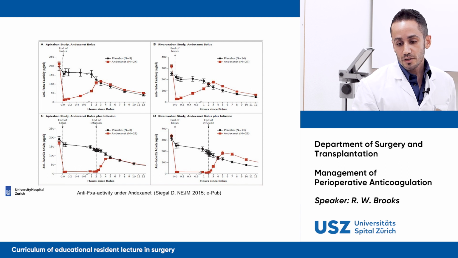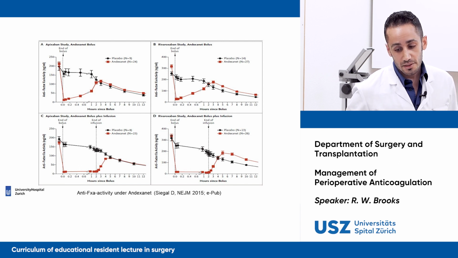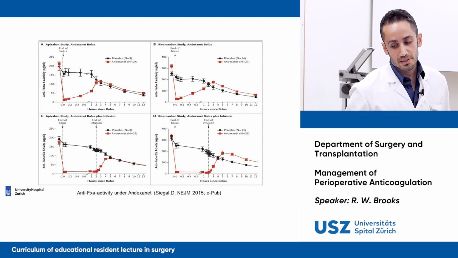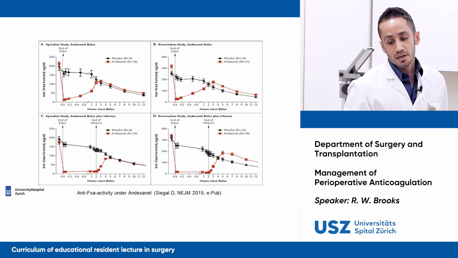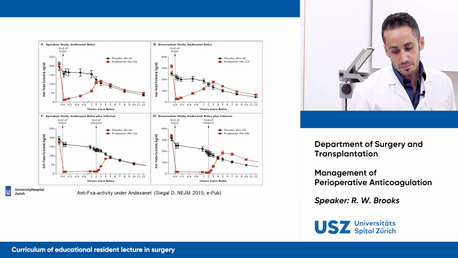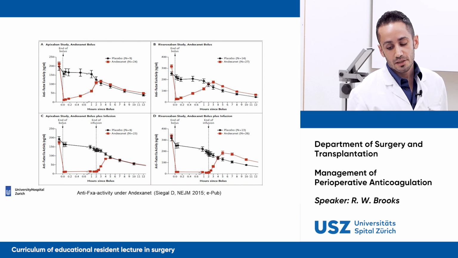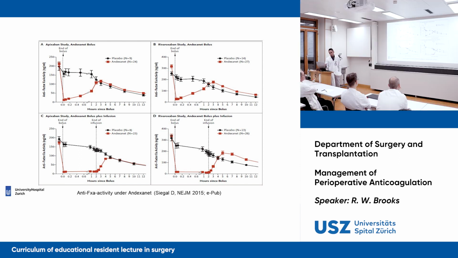And here, on the left-hand side, there is apixaban. On the right-hand side is rivaroxaban. Here they have also been given the specific antidote, the anti-factor 10 antidote, which is andexanet.